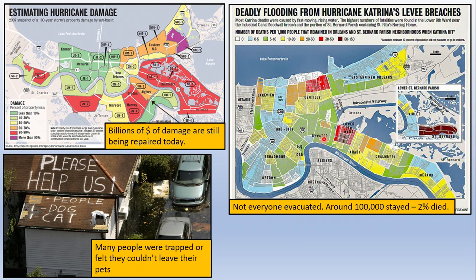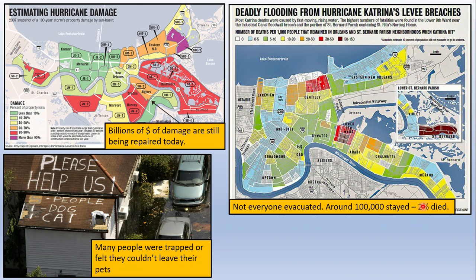This map on the right hand side shows us death counts as numbers of deaths per thousands of people that remained. What that means is that in the red zone, 30 to 50 deaths occurred per every 1,000 people that remained. That's a difficult number to interpret, but I can assure you it's very, very high. Only around 100,000 people stayed in the city. This means, if you're not willing to do the maths, I'll do it for you. 2% of everybody who stayed, so of every 100 people, 2 of them died.